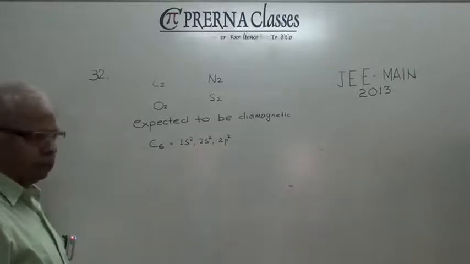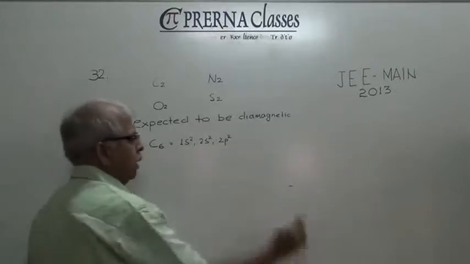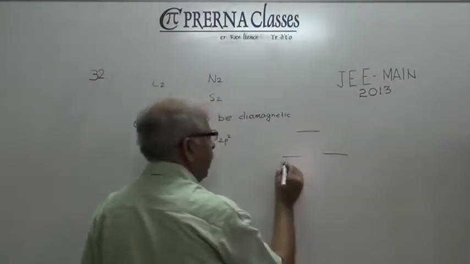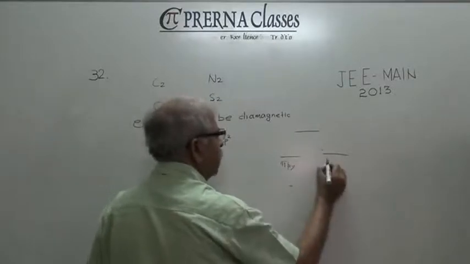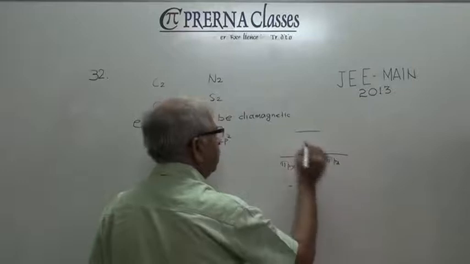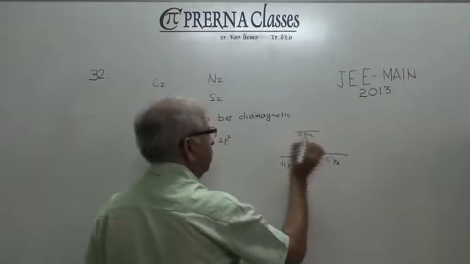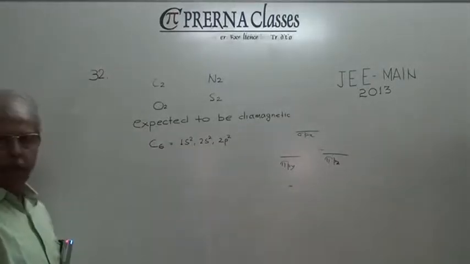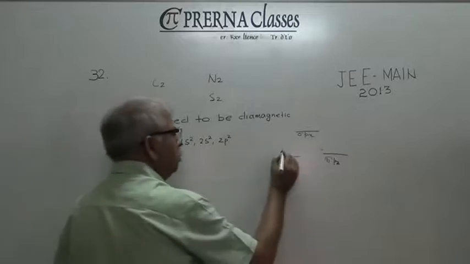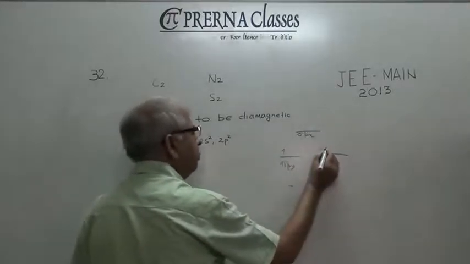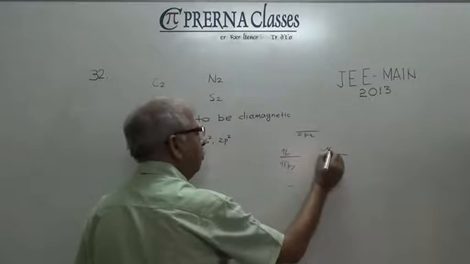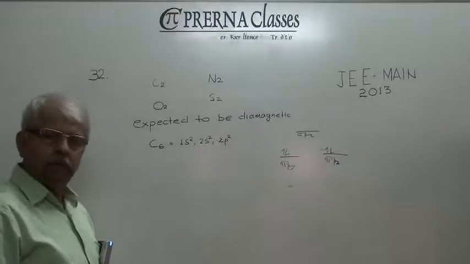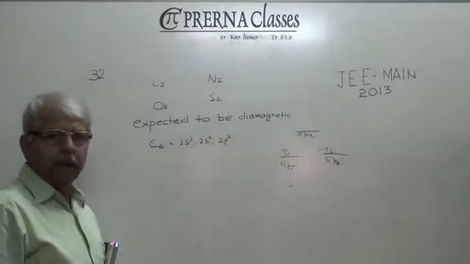If I look at the molecular orbital diagram, this is pi py, this is pi pz, sigma px. Now, two carbon molecules, that is, we have 4 electrons. That is, they first filled up. Hence, carbon will be diamagnetic.